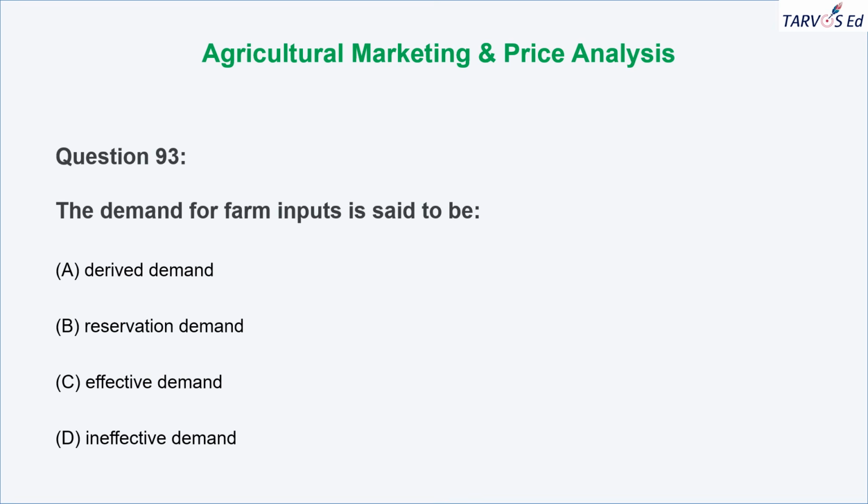So next question is question 93. It is also from agricultural marketing and price analysis. The question is: demand for farm inputs, that is fertilizer, chemicals, and labor. Okay, what do we call this demand? The options are derived demand, reservation demand, effective demand, ineffective demand.